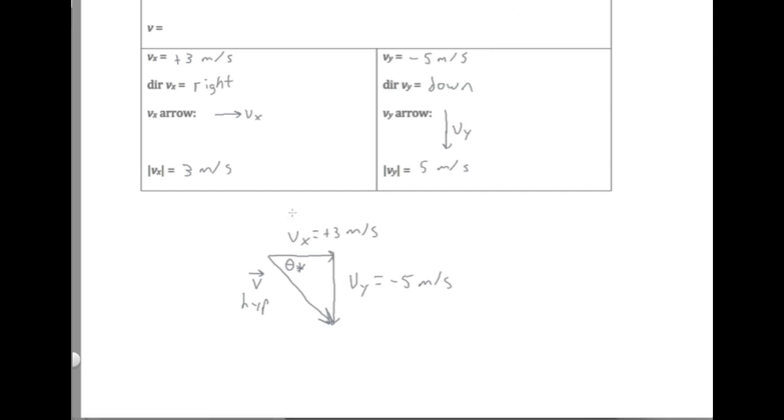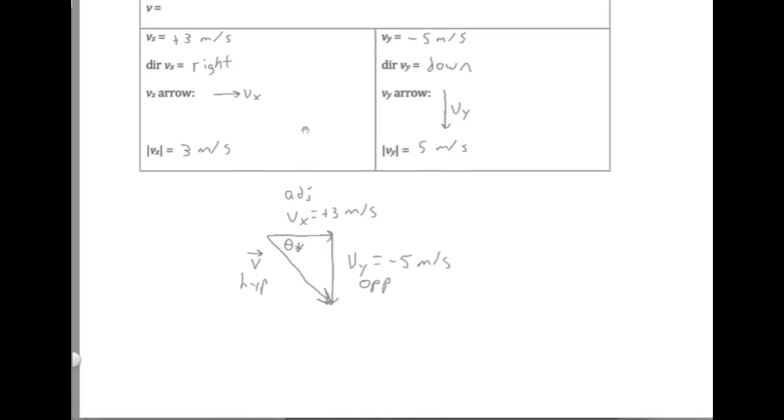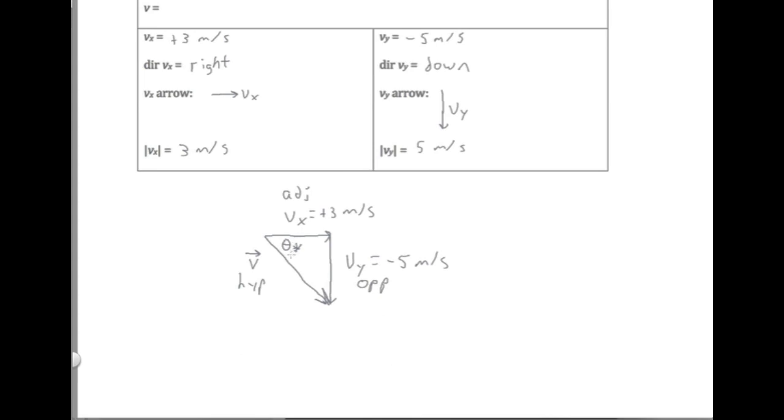Then we could say this side is adjacent to the angle theta we're focusing on, and this side is opposite. Notice that we made up the symbol theta here. The problem never mentioned the symbol theta. We made up that symbol just because it's going to be useful to us in finding a way to specify the direction. And then we're going to use SOHCAHTOA.